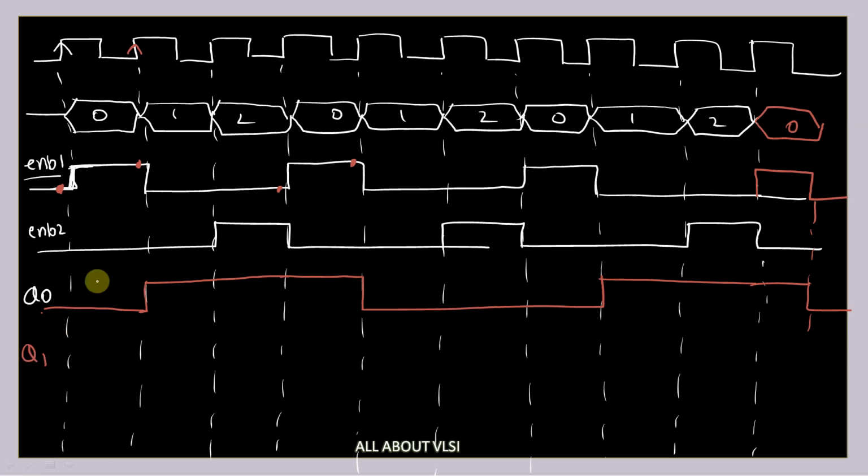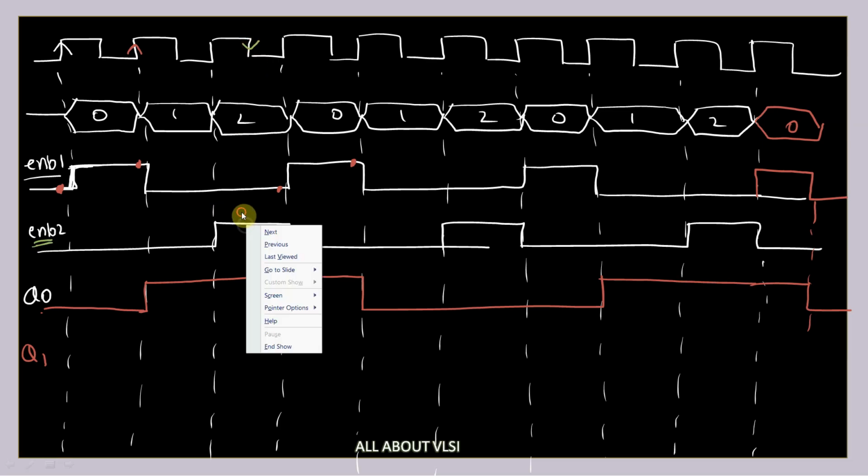Coming to my Q1, Q1 is the output of the negative edge triggered T flip flop. The enable 2 signal is given as an input for our negative edge triggered T flip flop. So we are going to consider the enable 2 signal, and sample the values at the negative edge of the clock. At this negative edge of the clock, we can see there is a stable value, that is 1.